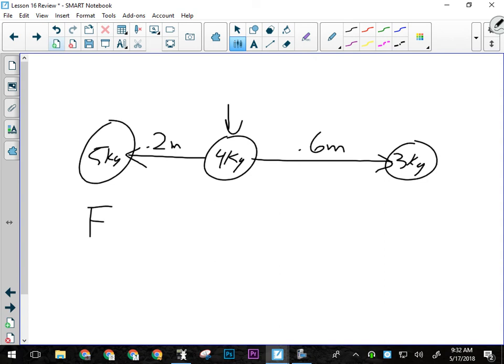So I'm going to go force of gravity 4,5, so between these two here. That's going to be 6.67 times 10 to the minus 11 times 5 times 4 divided by 0.2 squared.